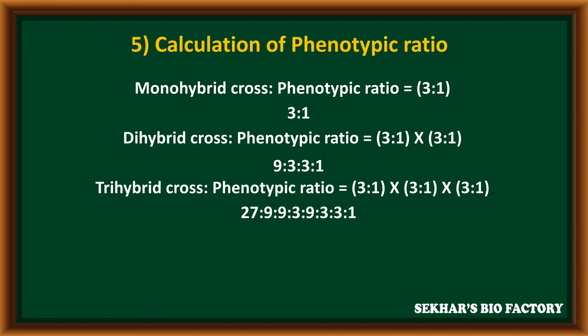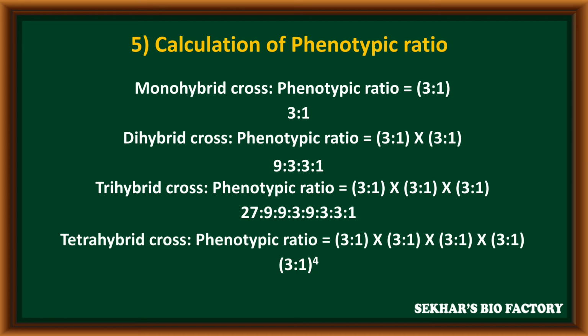3:1 power 3, that is 3:1 into 3:1 into 3:1 is equal to 27:9:9:3:9:3:3:1. Tetrahybrid cross experiment, to know the phenotypic ratio of F2 generation, the formula is 3:1 power 4, that is 3:1 into 3:1 into 3:1 into 3:1.